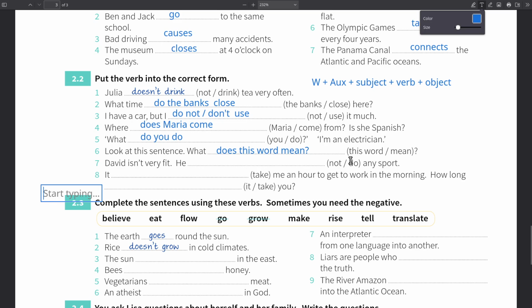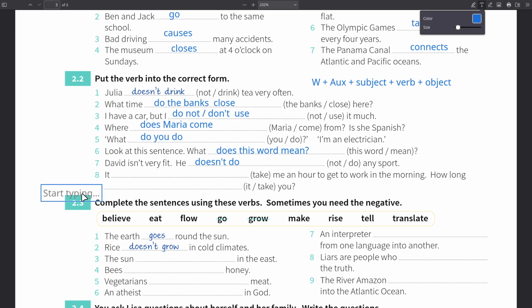And our main verb is do, right? And the object is any sport. So in this case, the auxiliary is doesn't, right? Because we're talking about the third person, in this case, he. Okay, he doesn't do any sport, and that's why David isn't very fit. Okay, let's move on to the next one.